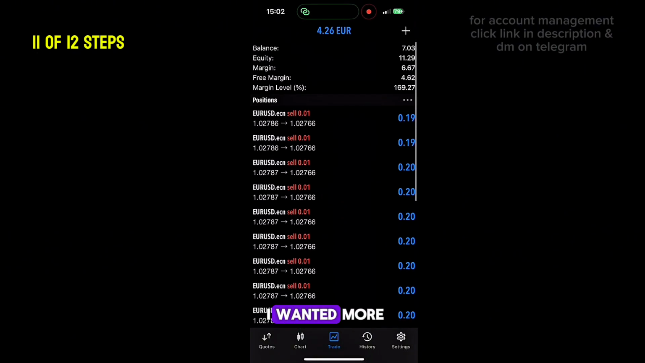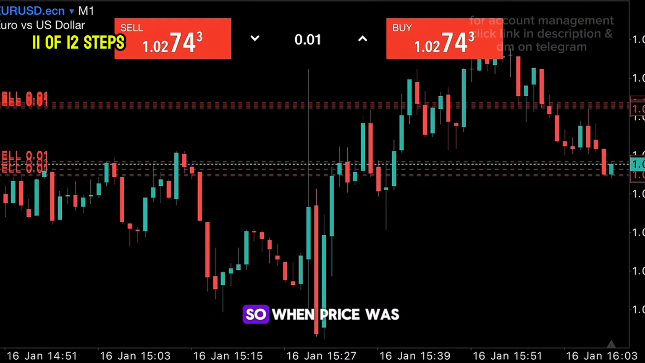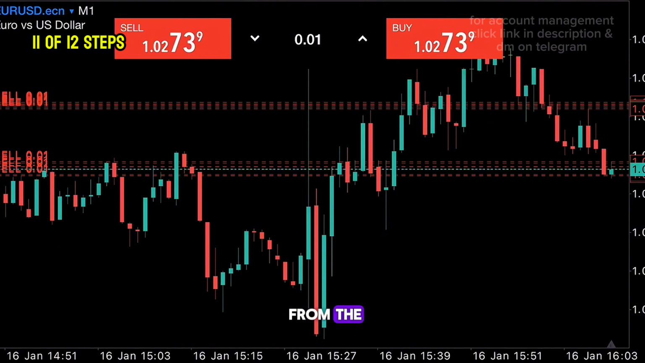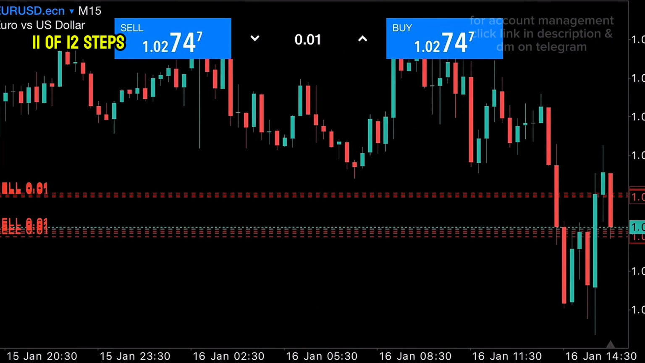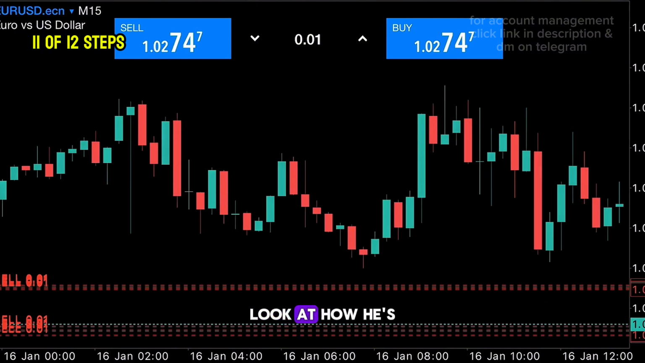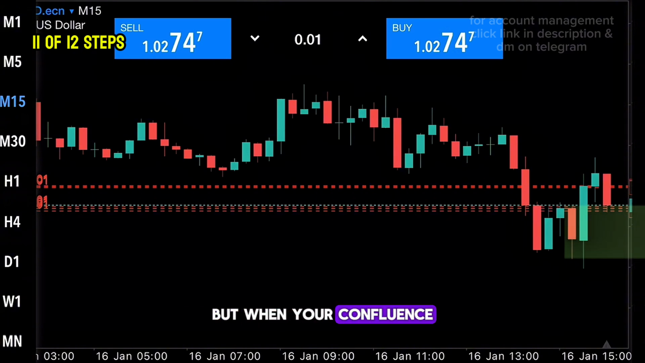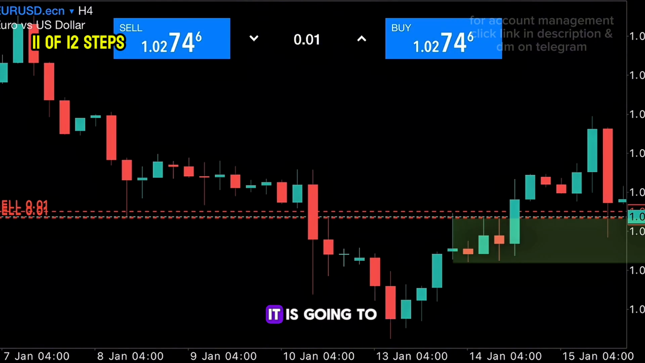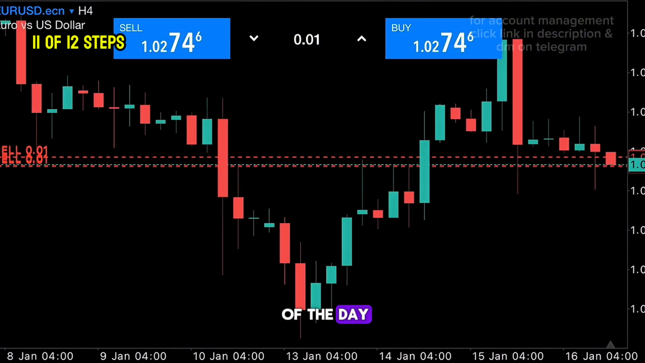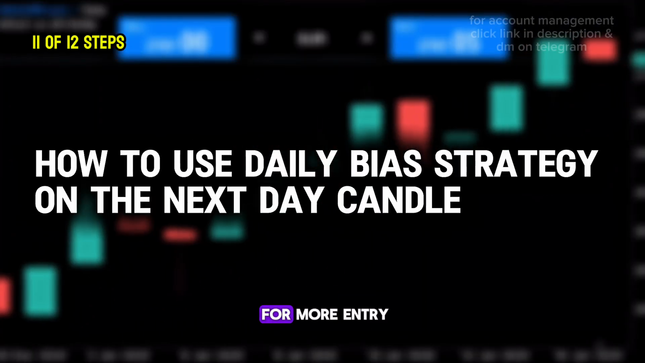But even with this, I wanted more, so it was time to spam and increase my entry. When price was about to break out from that demand zone, I started hitting more positions. Look at how it's looking on the 15-minute time frame. It was literally at the demand zone. But when your confluence is strong, you don't need to be scared. Even if it's at a hurtful demand zone, it is going to drop at the end of the day, and it actually did.